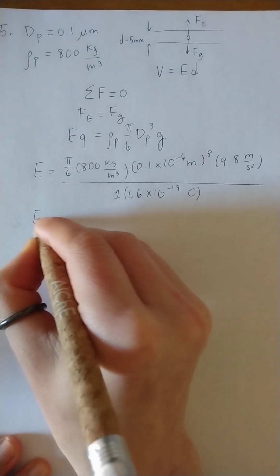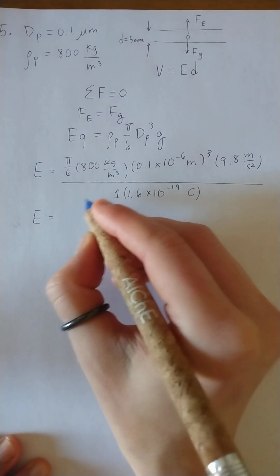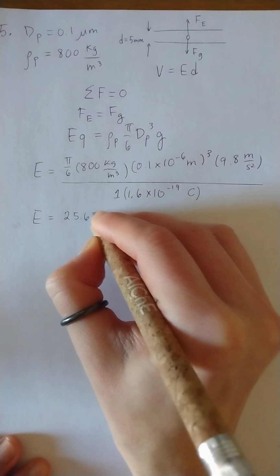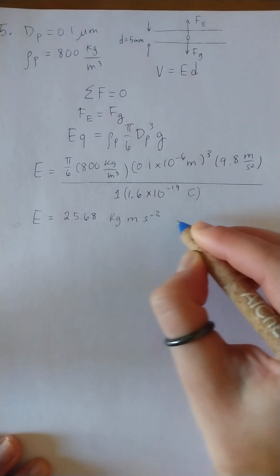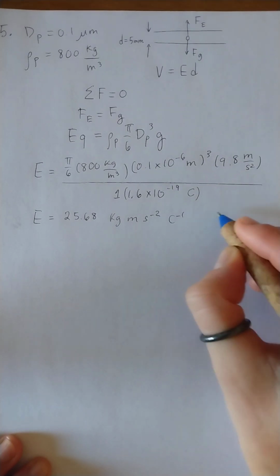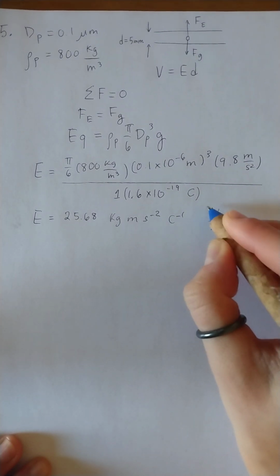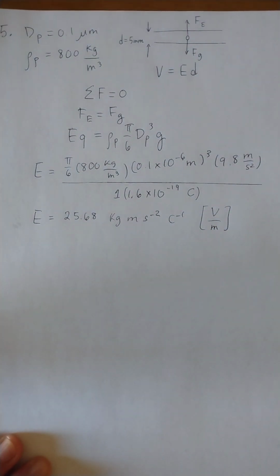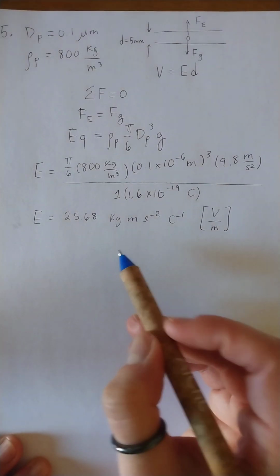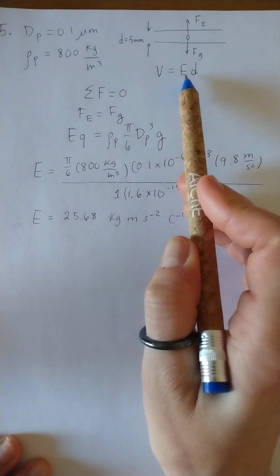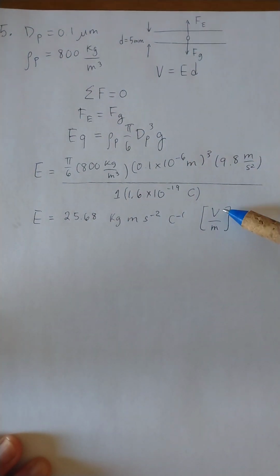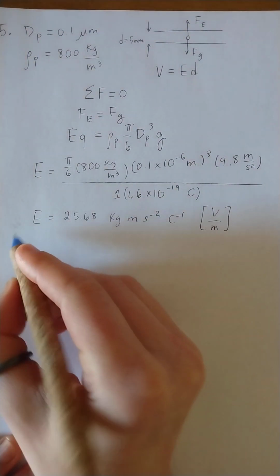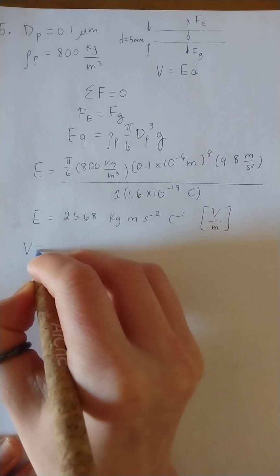So if we plug in for this E field, then we get a value of 25.68 kilogram meter per second squared per coulomb. These crazy units are the same as volts per meter. And that makes sense, right? Because if our voltage is the electric field multiplied by the distance, then volts per meter times meter will give us a voltage in volts.